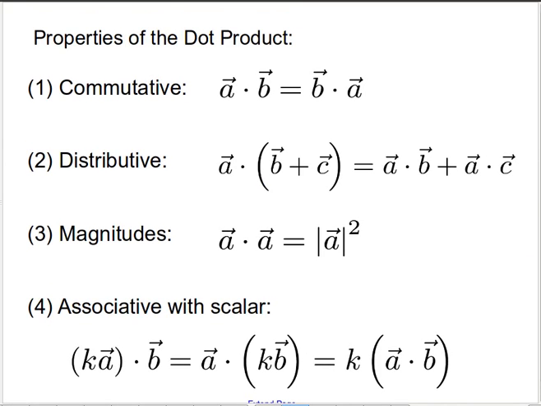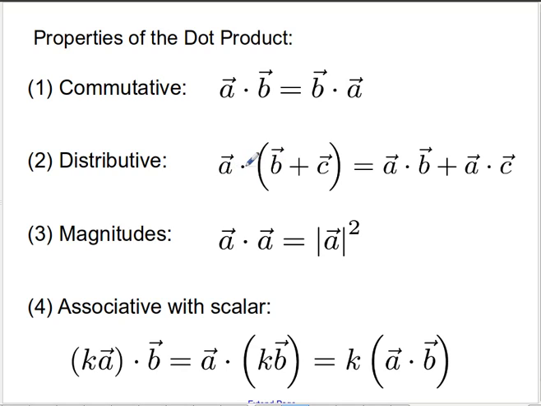Now, here are some of the properties of the dot product. The dot product is commutative. So regardless of the order that you perform the dot product, A dot B is the same as B dot A. It is distributive. This is a very interesting one. So the dot product, which is a vector multiplication, distributes the same way that a regular multiplication would distribute.